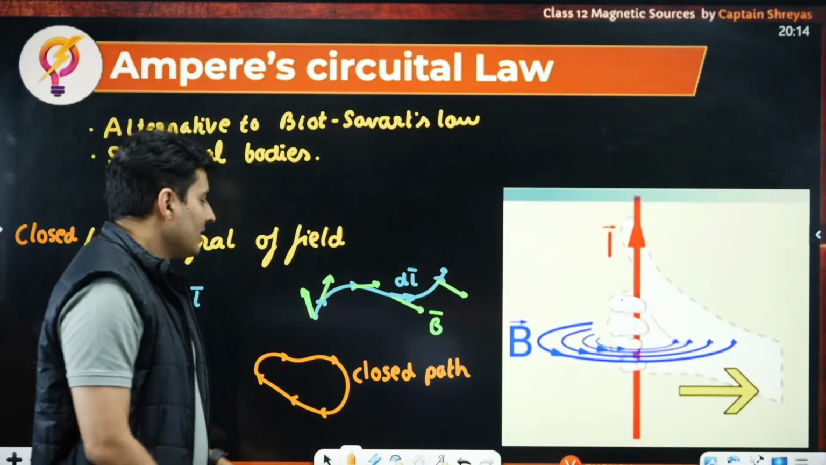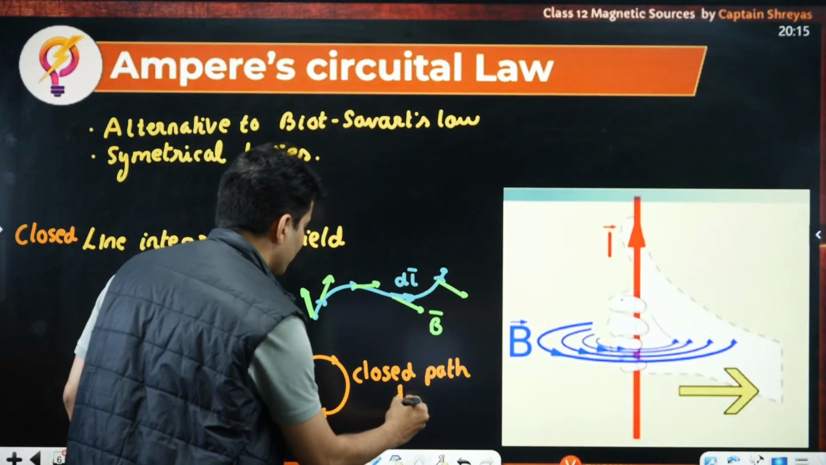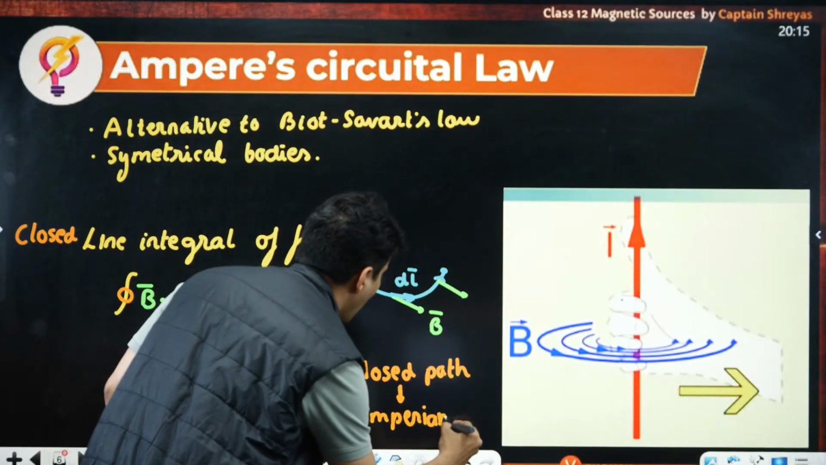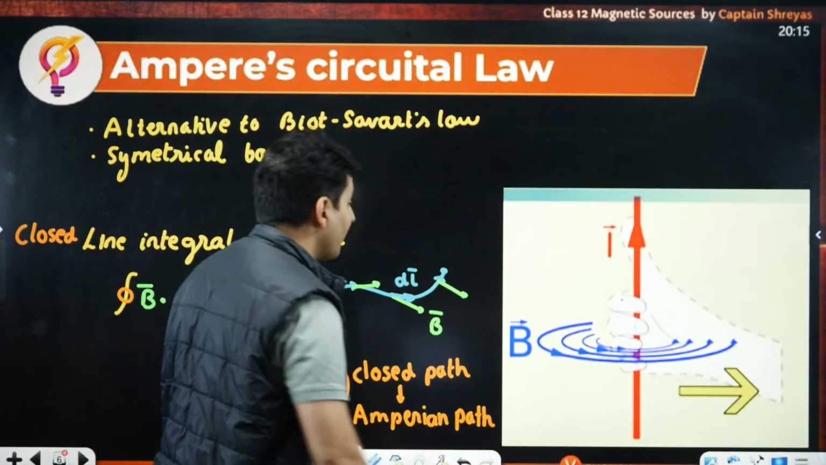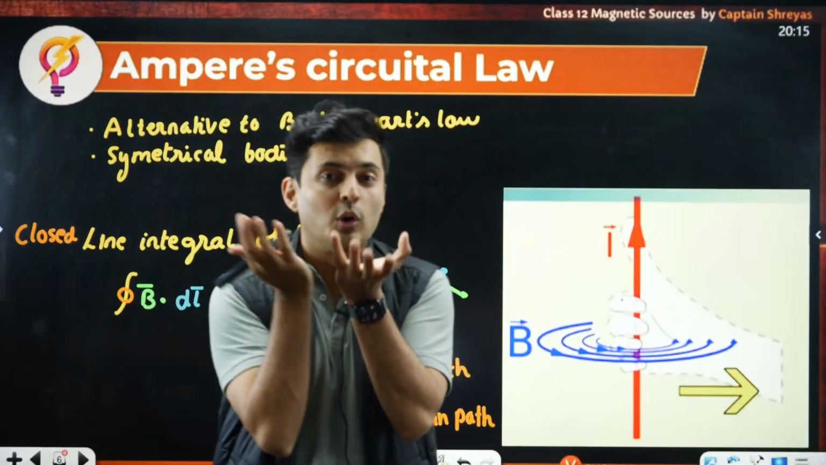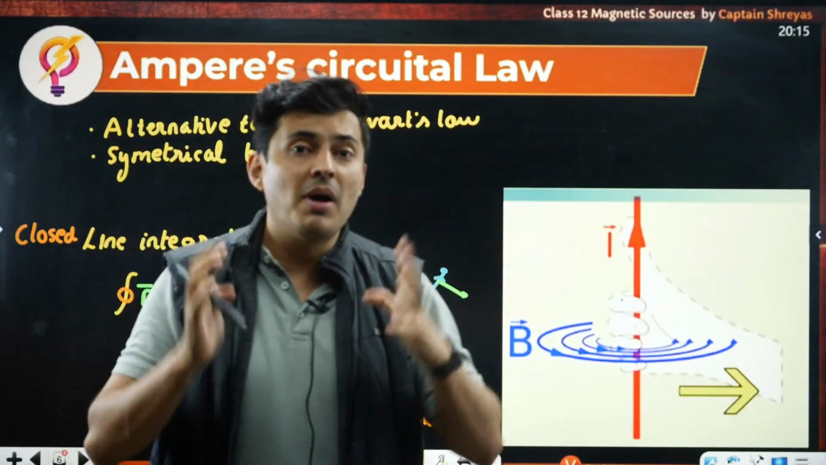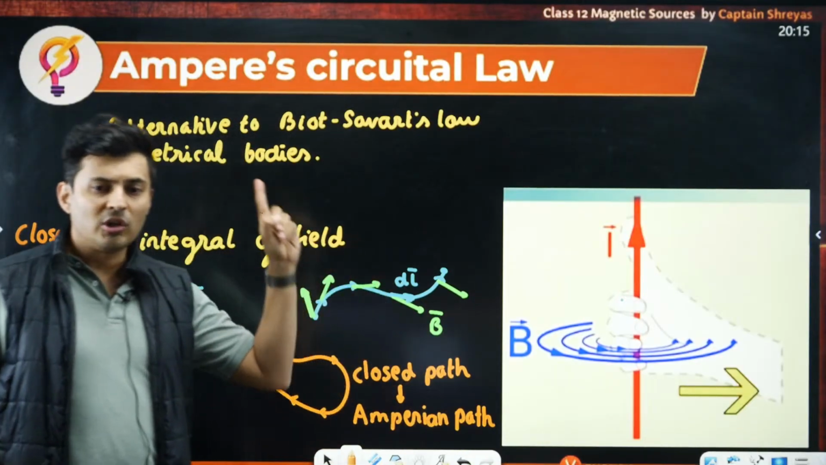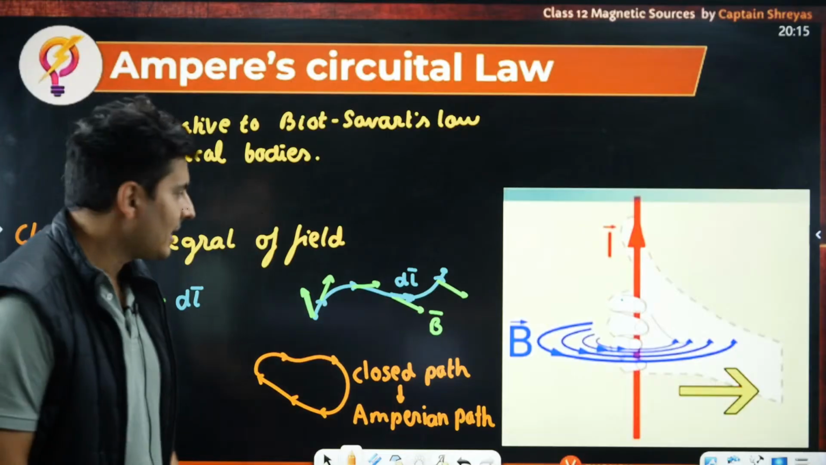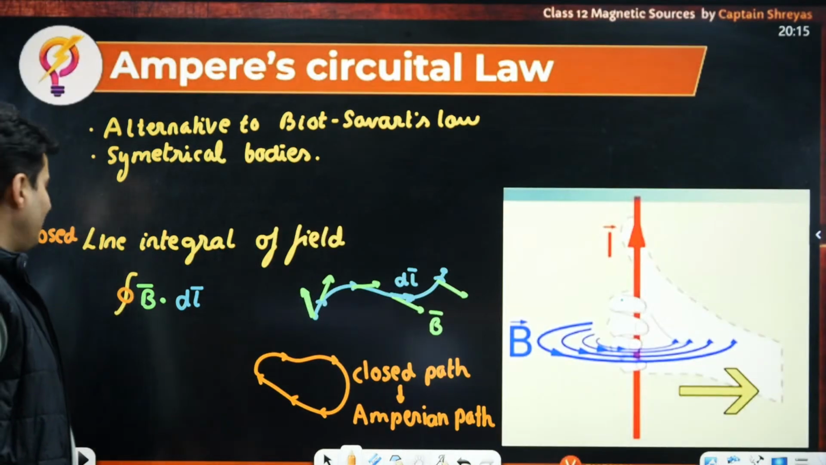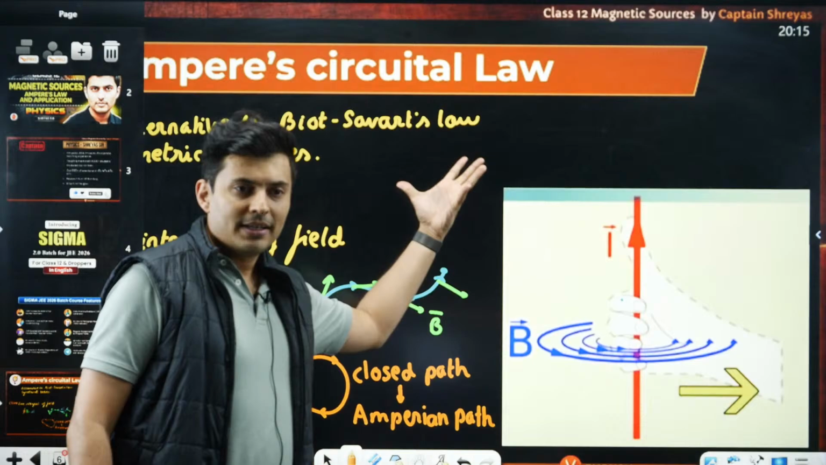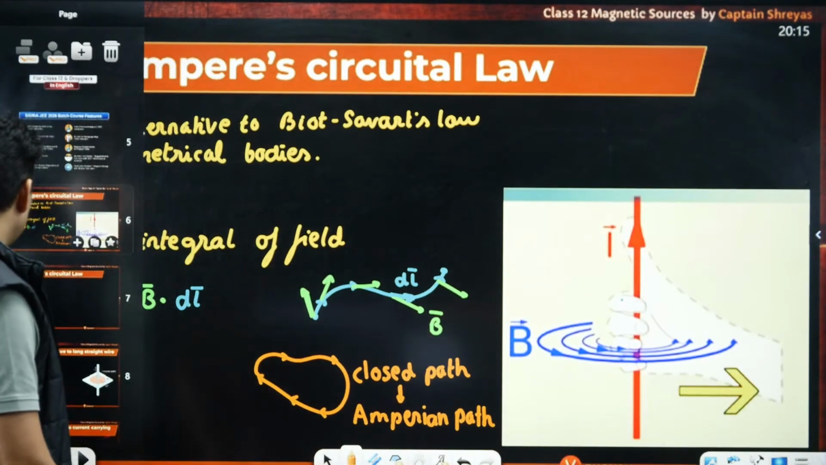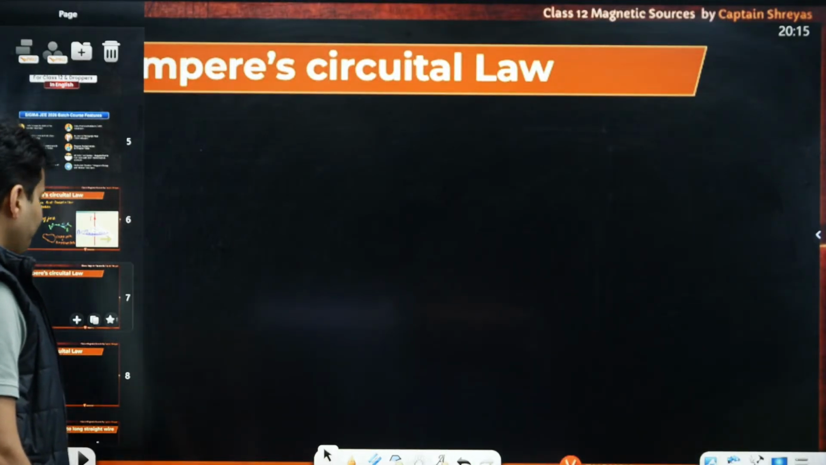It's a closed path. Such a closed path is also called an Amperian path. If you remember, a Gauss surface was a surface which is closed. In the same way, an Amperian path is a path which comes back to the same point. I hope this is absolutely clear. How is this Amperian path useful? It is useful to find the magnetic field using Ampere's law, and I will show it to you right away. Let's understand how it works.